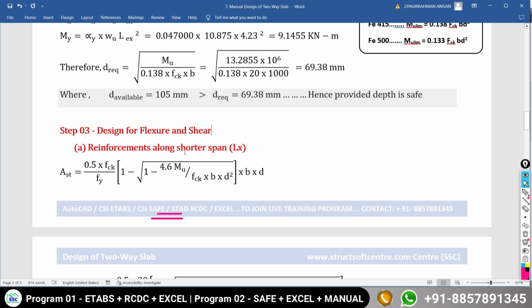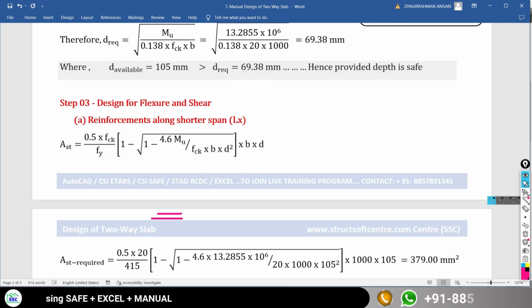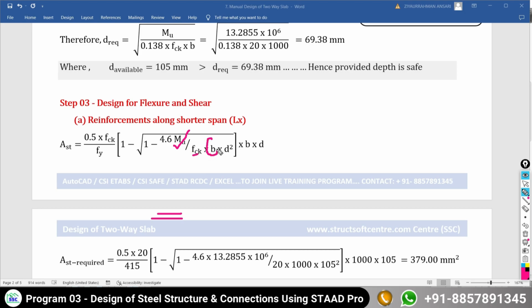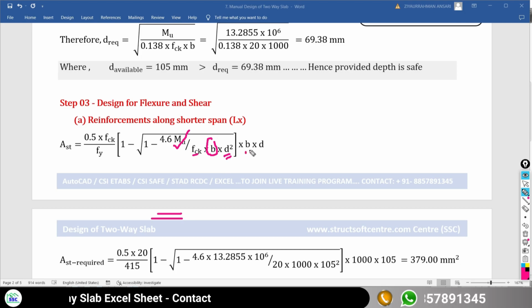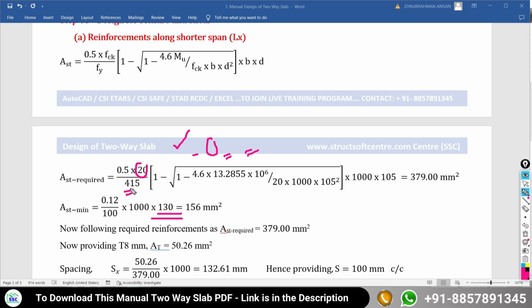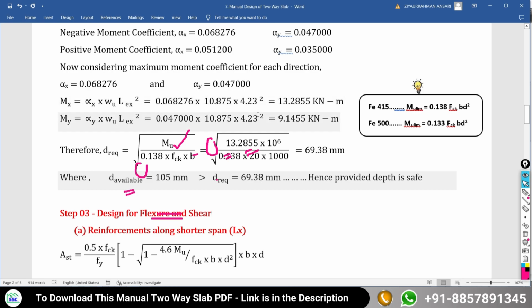So here, reinforcement along the shorter span. The formula for calculating the reinforcement is 0.5 multiplied by characteristic strength divided by yield strength, inside bracket 1 minus under root of 1 minus 4.6 ultimate moment in the considered direction divided by characteristic strength, width of the slab considered multiplied by effective depth available. Then overall multiplied by the width of the slab considered multiplied by effective depth available. Just put all these values in this formula. 0.5 multiplied by characteristic strength as 20, yield strength of the steel as Fe415, that's why we are considering 415, and here the ultimate moment is along the shorter span. How much is the value?